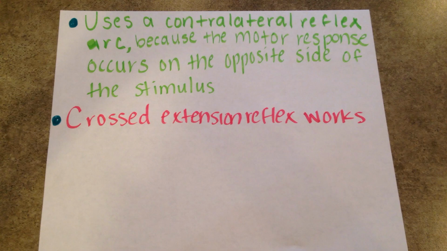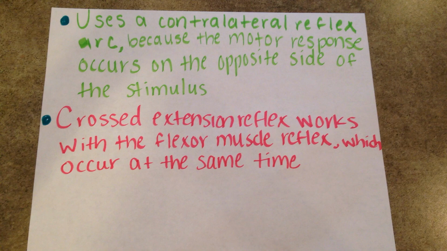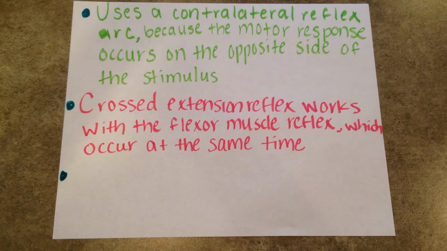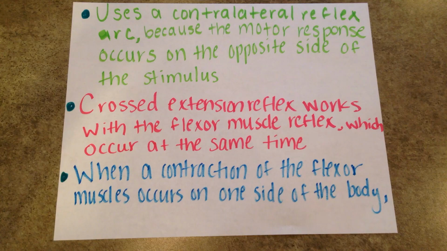Cross-extension reflex contains two different reflexes, known as the extensor reflex and the flexor muscle reflex. The cross-extensor reflex works with the flexor muscle reflex, and the two occur at the same time. When the flexor muscle contracts on one side of the body, the extensor muscle contracts as well.